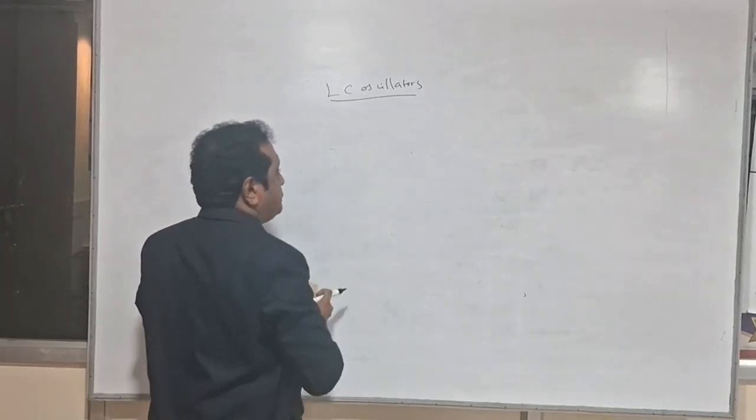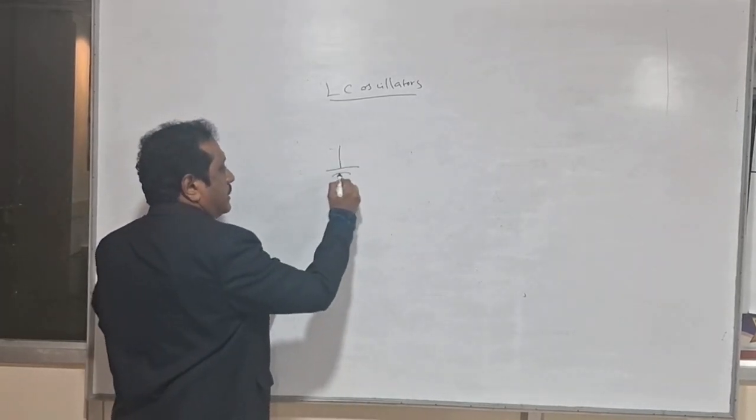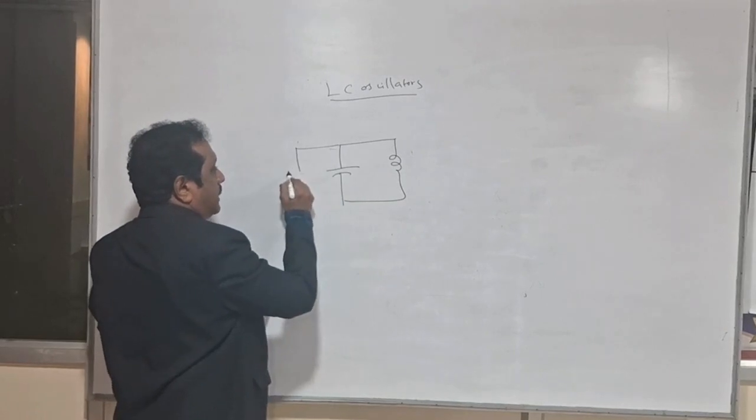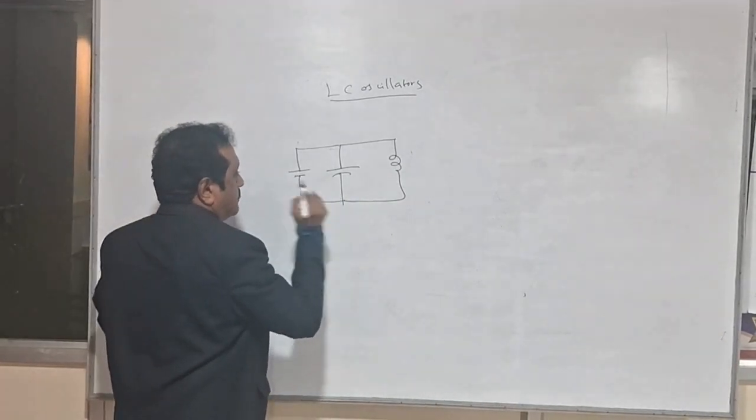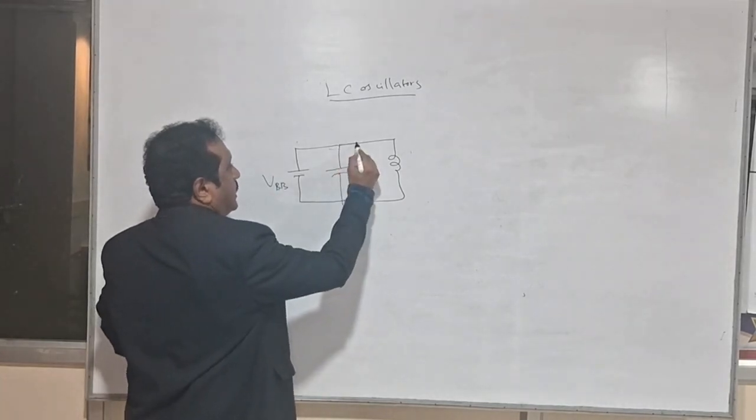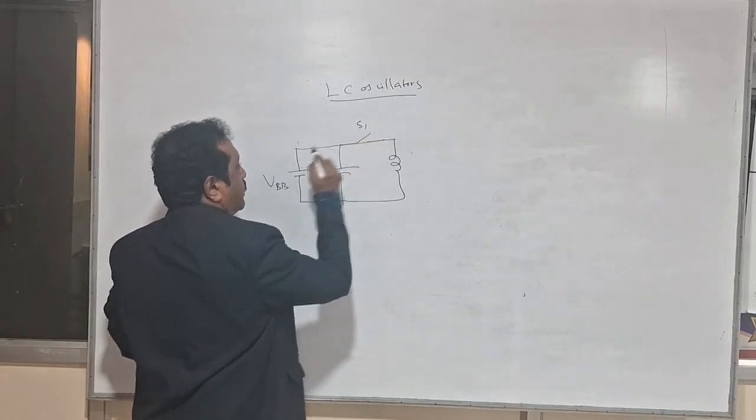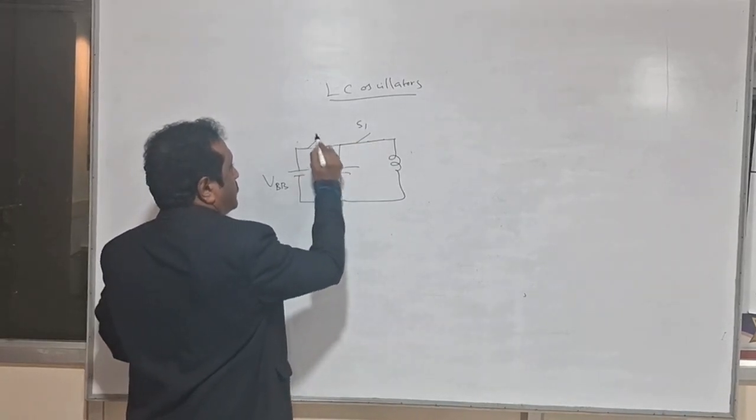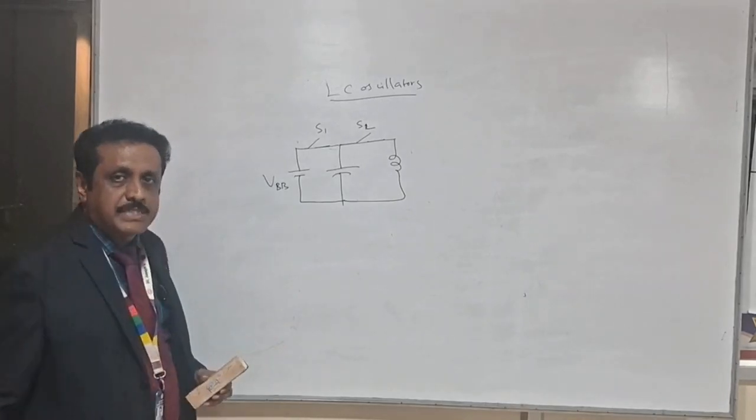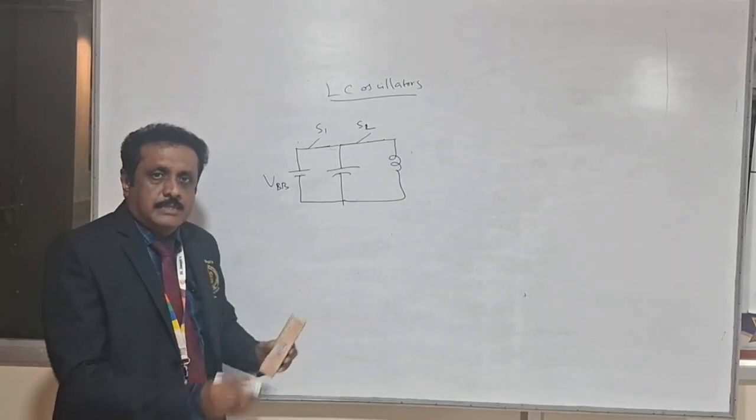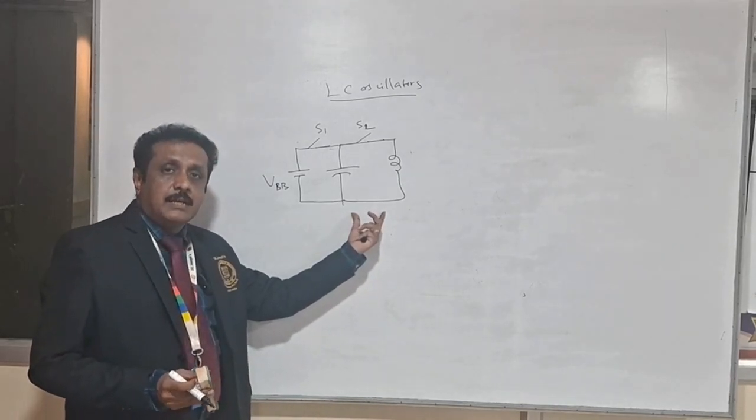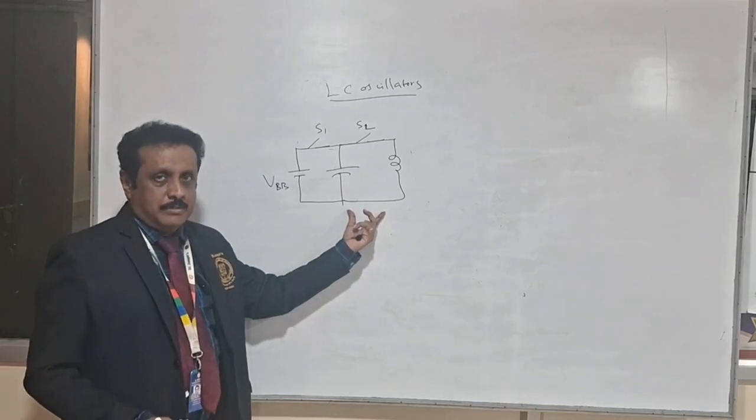Let us consider the parallel L and C. Now the capacitor is connected across the external battery. So here you have the switch S1, and here the switch S2. We have two switches in this LC tank circuit. That parallel LC circuit is known as a tank circuit.